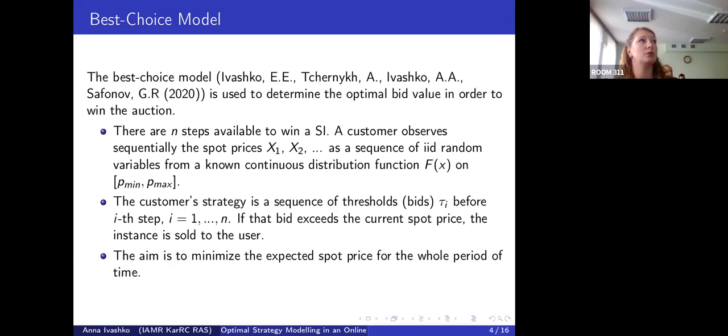And we use a best choice model. The best choice model is a famous model in optimal stopping theory. And we use the best choice model proposed in the paper of Ivashko Evgeny et al. in 2020 to determine the optimal bid value in order to win the auction. And consider the statement of the problem.